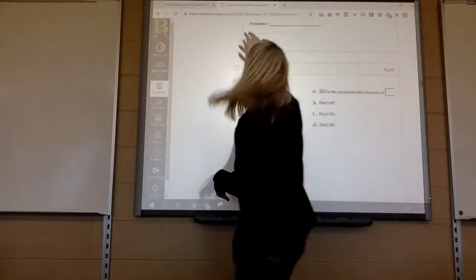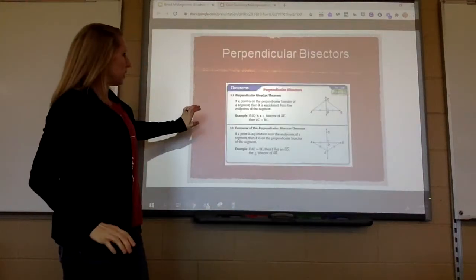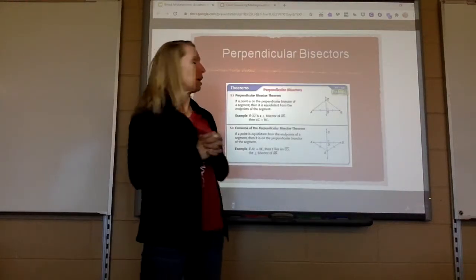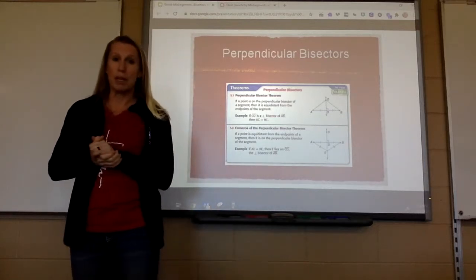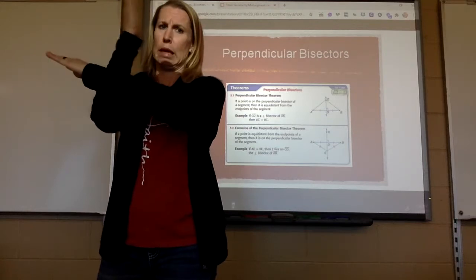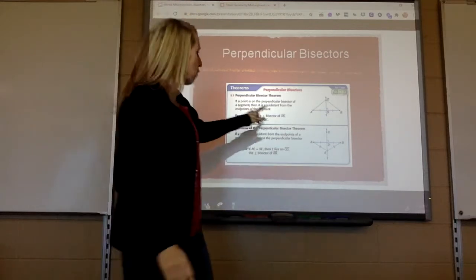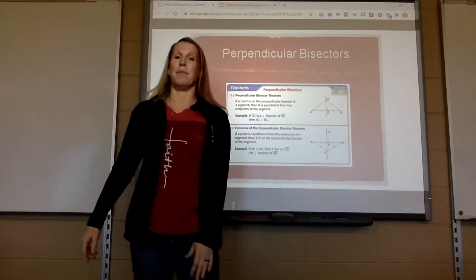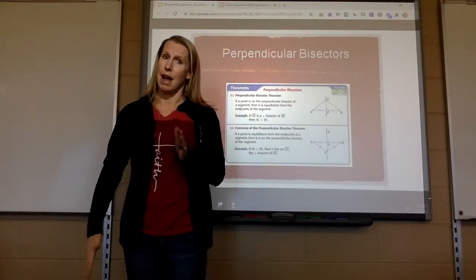Okay, moving on. So we talked about midsegments. Now let's talk about perpendicular bisectors. A perpendicular bisector means it's going to form 4 right angles. Perpendicular, form 4 right angles. And bisect means it's going to cut it in half.